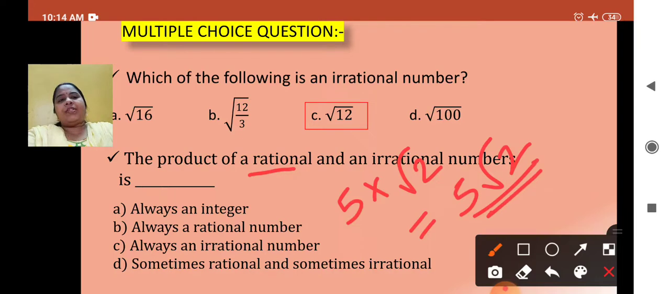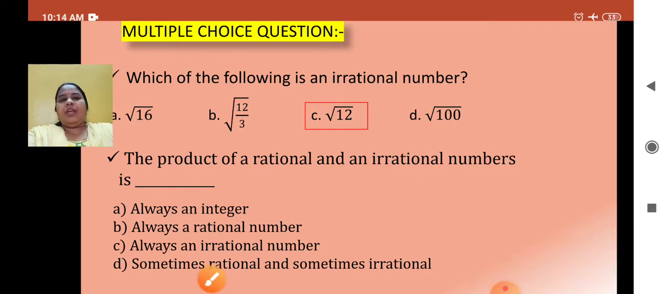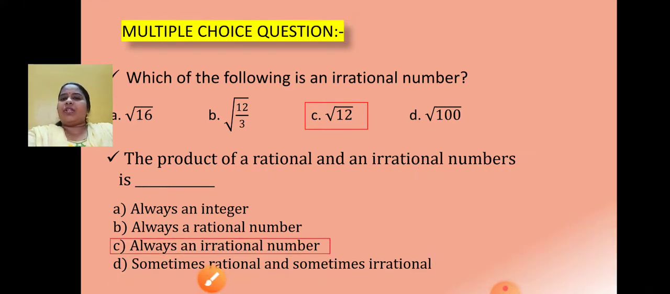What type of number is this? This is an irrational number. So is it an integer? No. Is it a rational number? No. Is it an irrational number? Yes. Sometimes rational, sometimes irrational? No. It is always irrational. I hope you are understanding this sum. Okay. So out of all this, which option is correct? Option C, that always an irrational number.